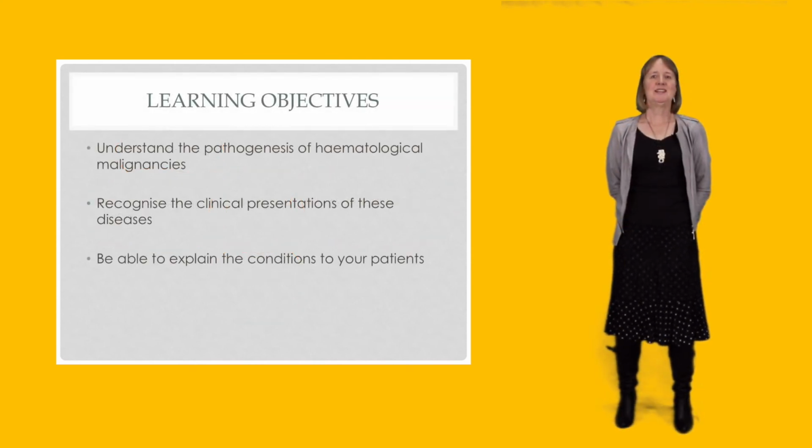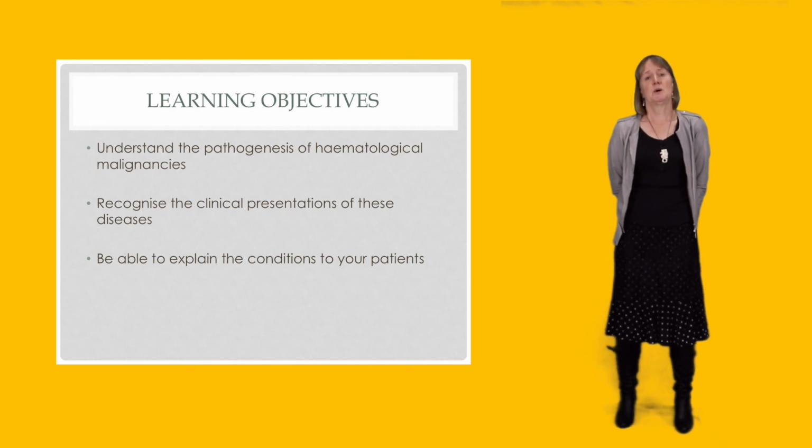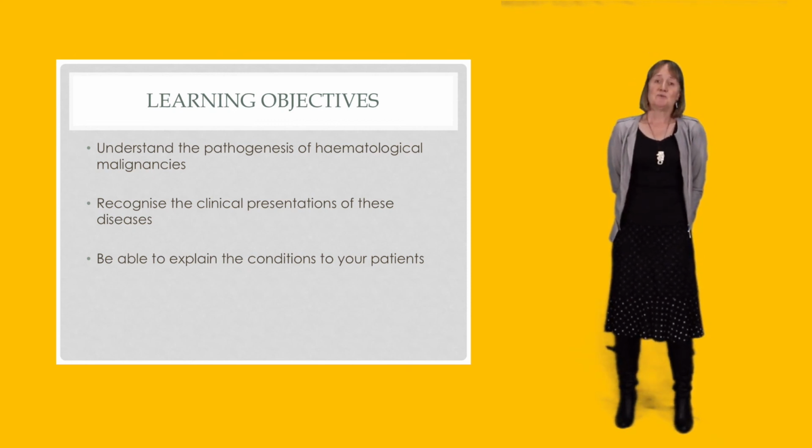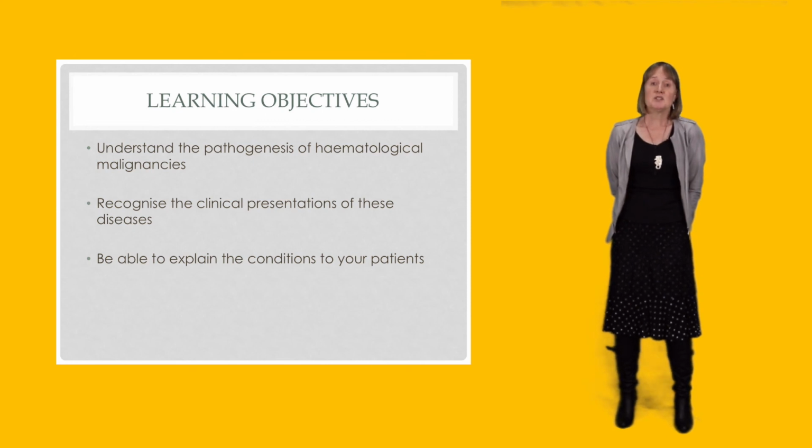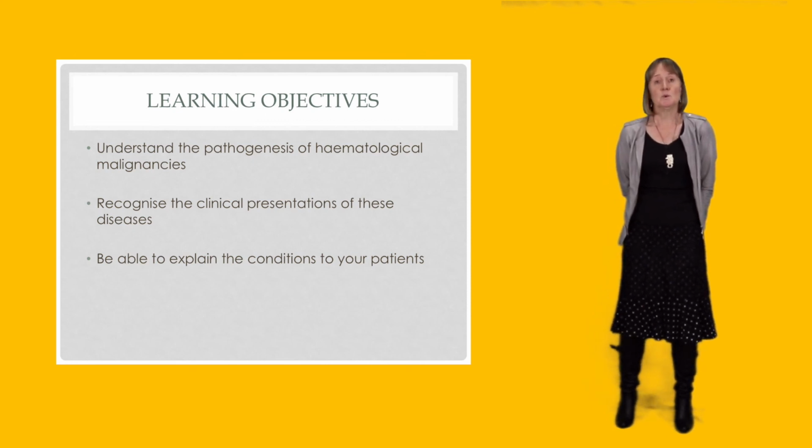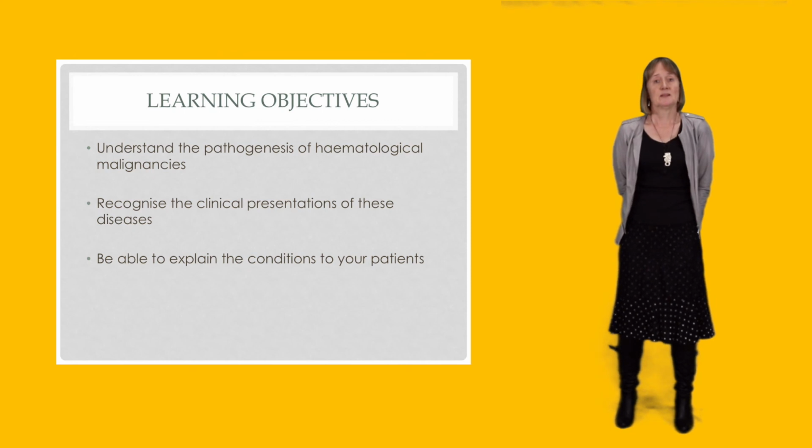And finally, this is a list of your learning objectives to bear in mind as we go through the course. We want you to understand how the hematological malignancies arise, at least as much as we do, which sometimes isn't very much. We would like you to be able to recognise the clinical presentations when you see them on the wards or in your practice.